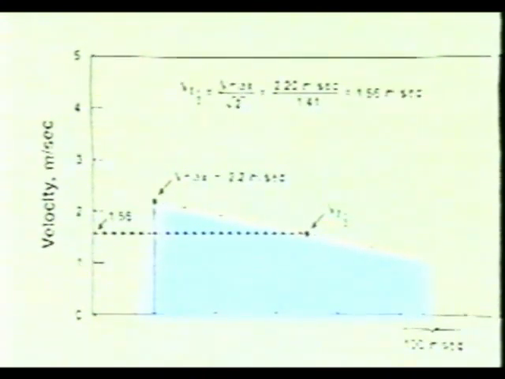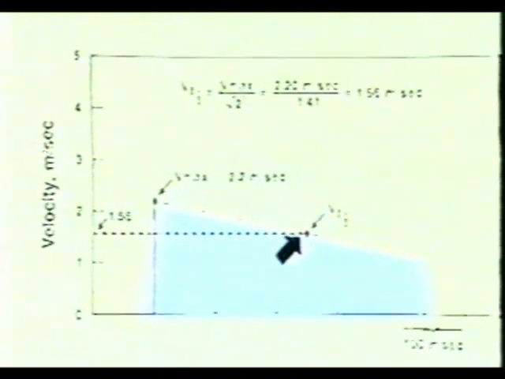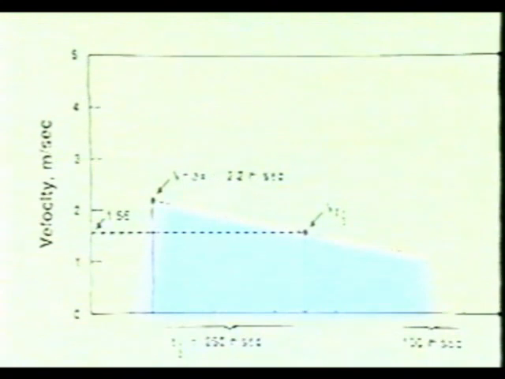Returning to our schematic, we drop a perpendicular from the maximum velocity point. We now divide V max, which is 2.2 meters per second, by the square root of 2 and get 1.56 meters per second. We then locate 1.56 meters per second on the Doppler velocity spectrum. Finally, we have dropped a second perpendicular from the 1.56 meter per second point to the baseline.